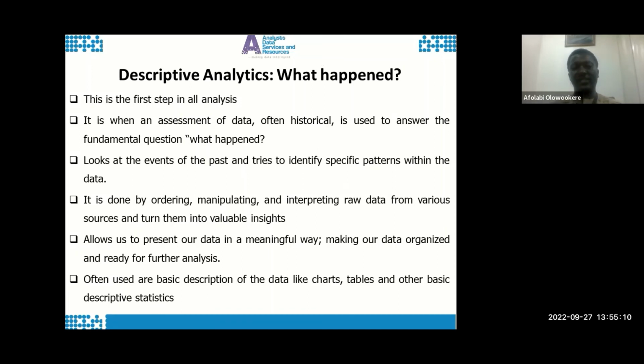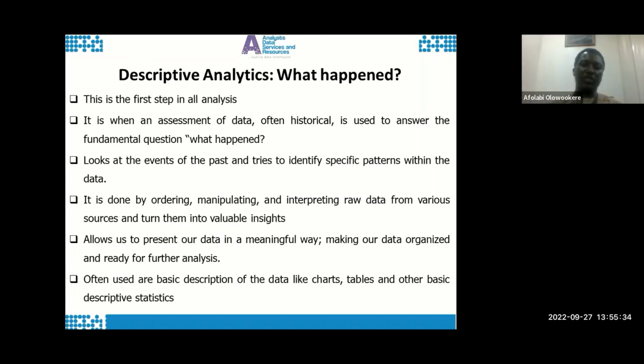It's always the first step. You have to assess the data, often historical. It's used to answer the fundamental question of what happened, looks at the events of the past and tries to identify specific patterns within the data. So what is the pattern in this data over time? Exchange rate in Nigeria, Nigerian trade, Nigeria imports wheat from what country? What has been the pattern over years?